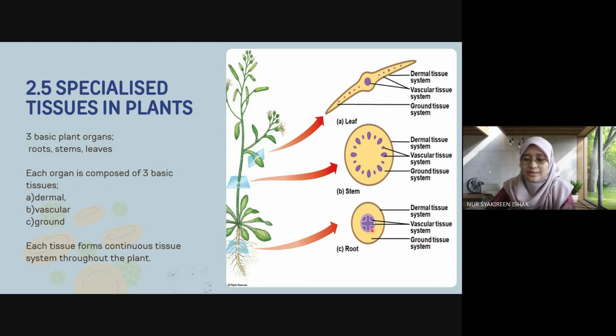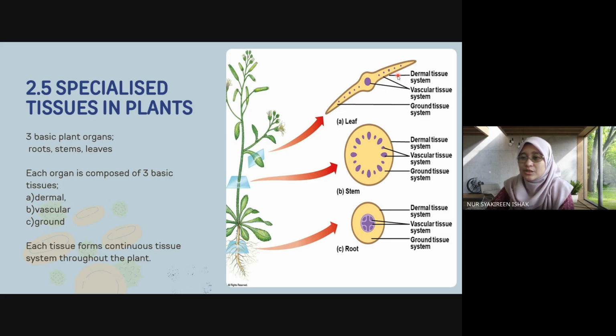So let's look at each one. This is the cross section of the root, the cross section of the stem, and the cross section of the leaf. Each of these organs must have these three tissues: dermal, vascular, and ground. Dermal is the outer tissue layer here, so each one must have the outer layer.